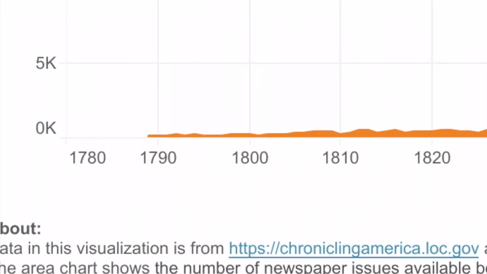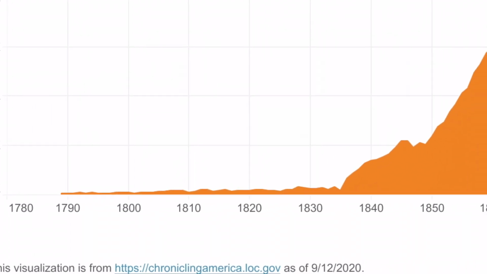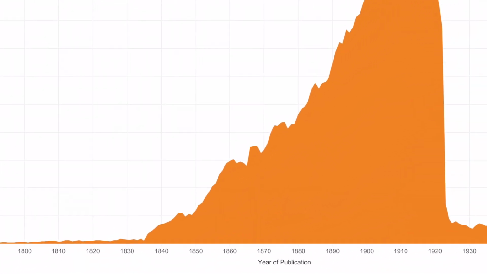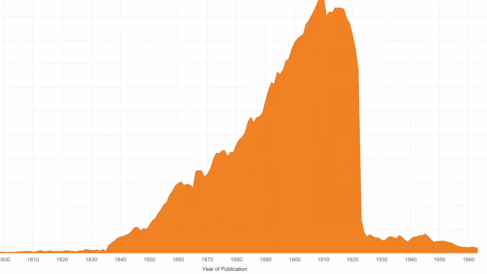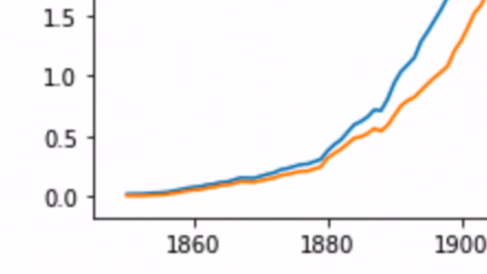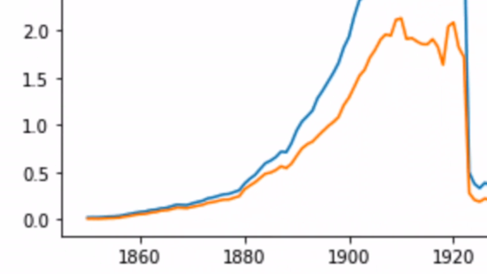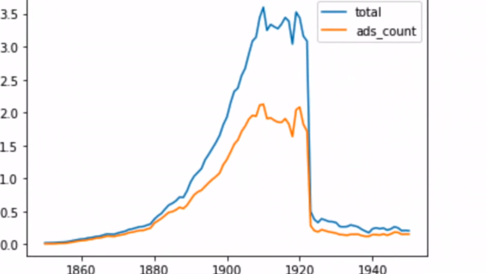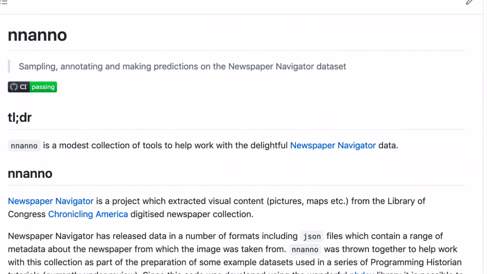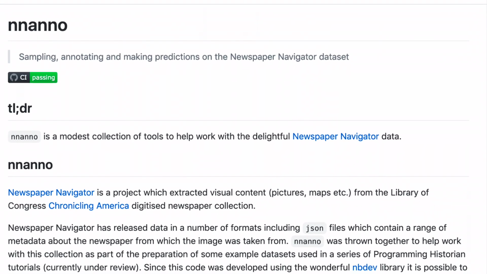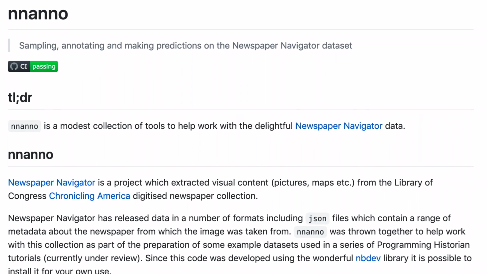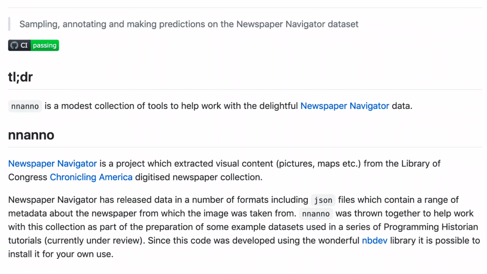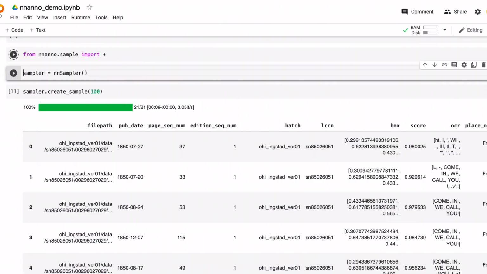One of the first challenges of working with this data set is the sheer scale, and particularly over time this grows massively, and this poses challenges for working with this collection with limited resources. So now we'll turn to how IIIF can help us in developing tools to overcome some of these challenges. So NN Anno is a modest collection of tools that is aimed at making it easier to work with this newspaper navigator data, and this uses IIIF throughout to support many of the functionalities.